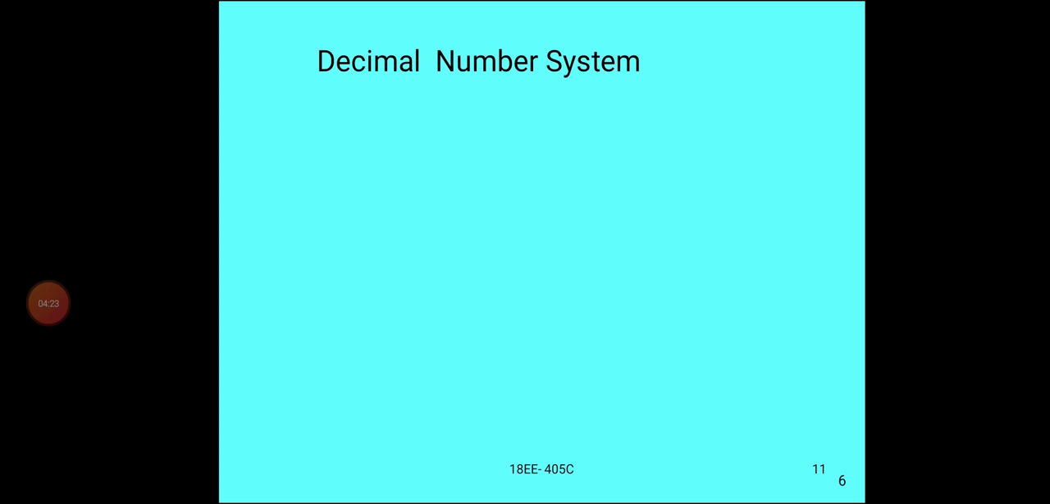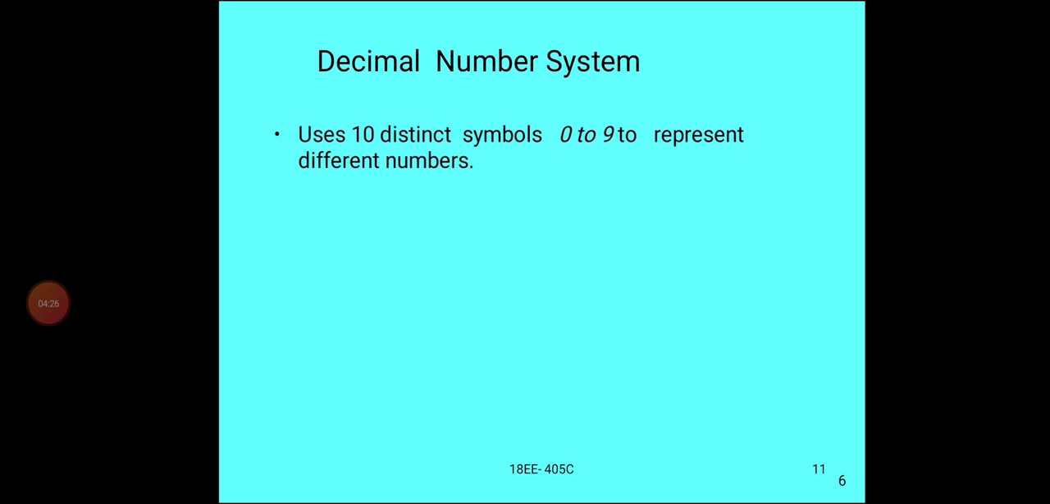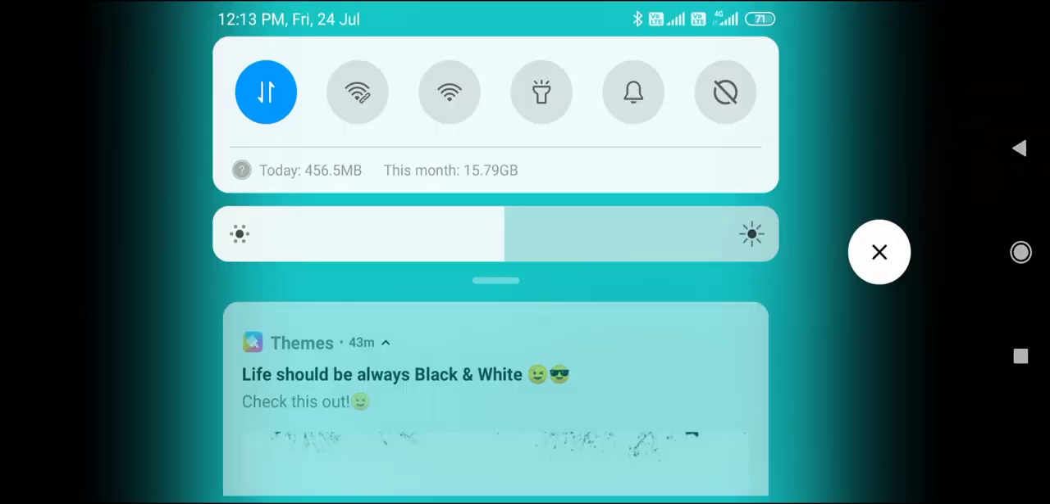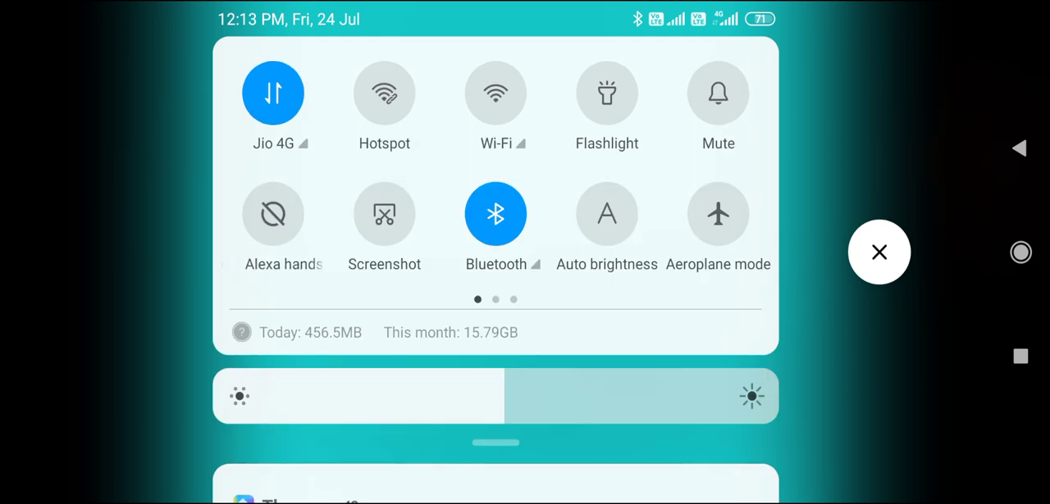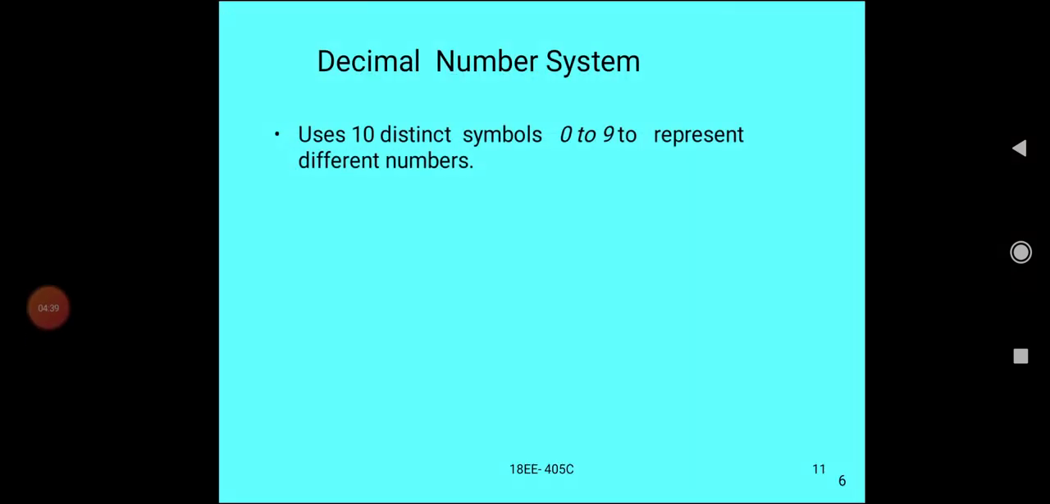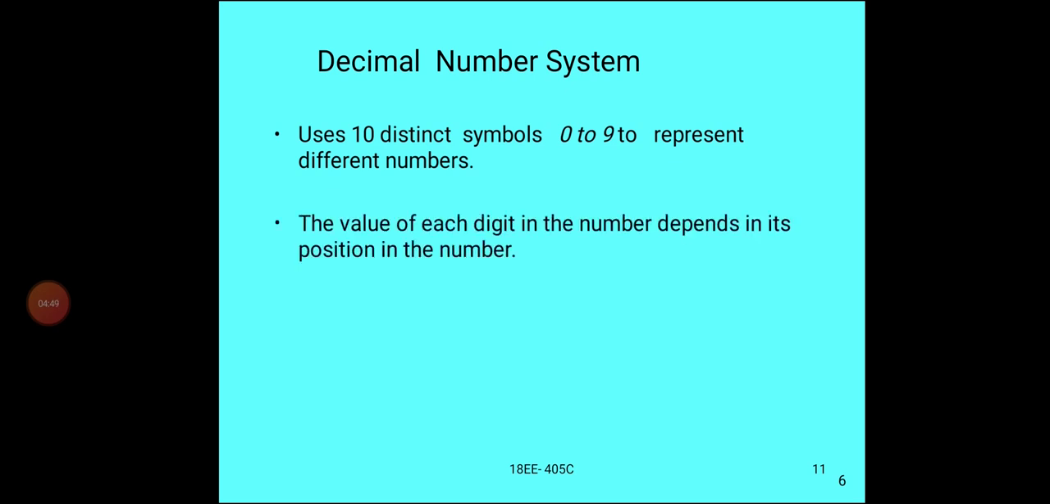Decimal number system. It uses 10 distinct symbols, 0 to 9, to represent different numbers. The value of each digit in the number depends on its position in the number. Hence, it is a positional weightage number system.